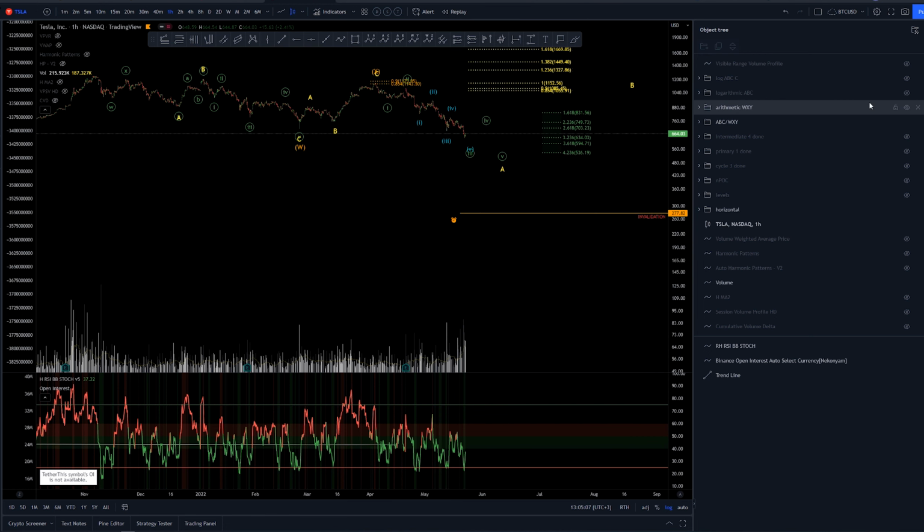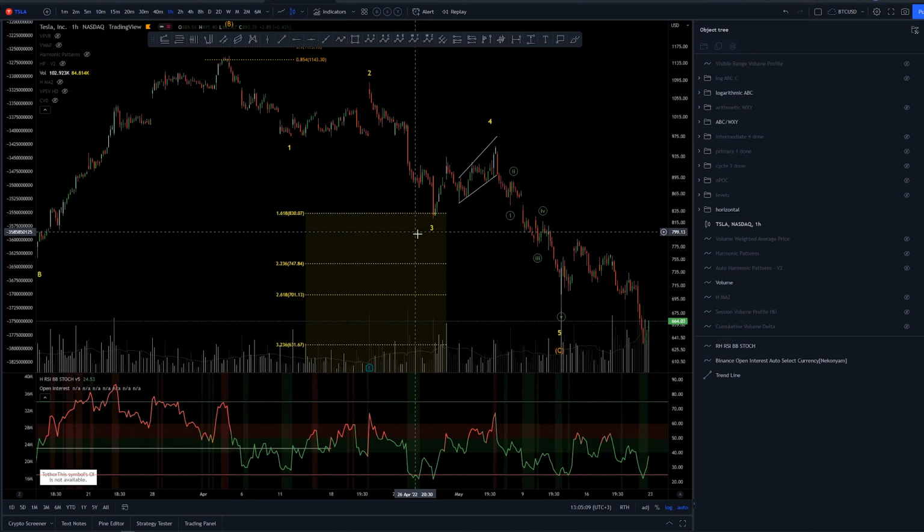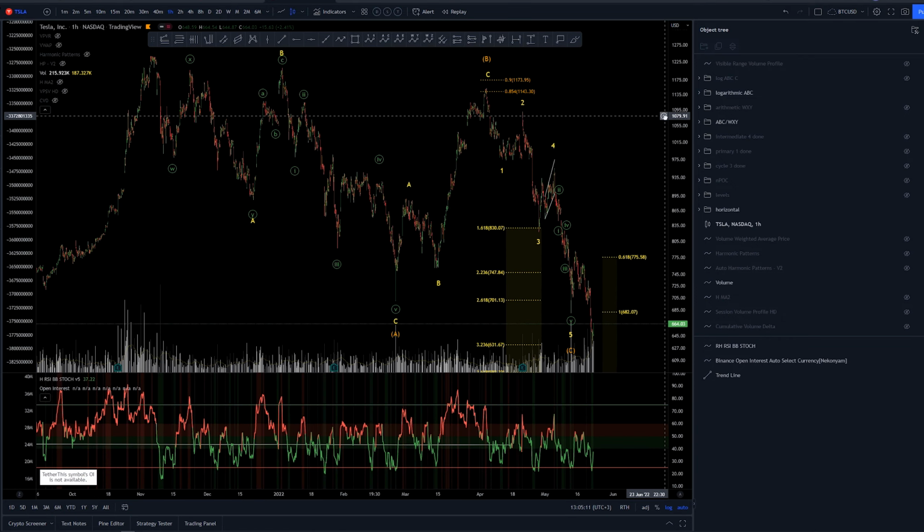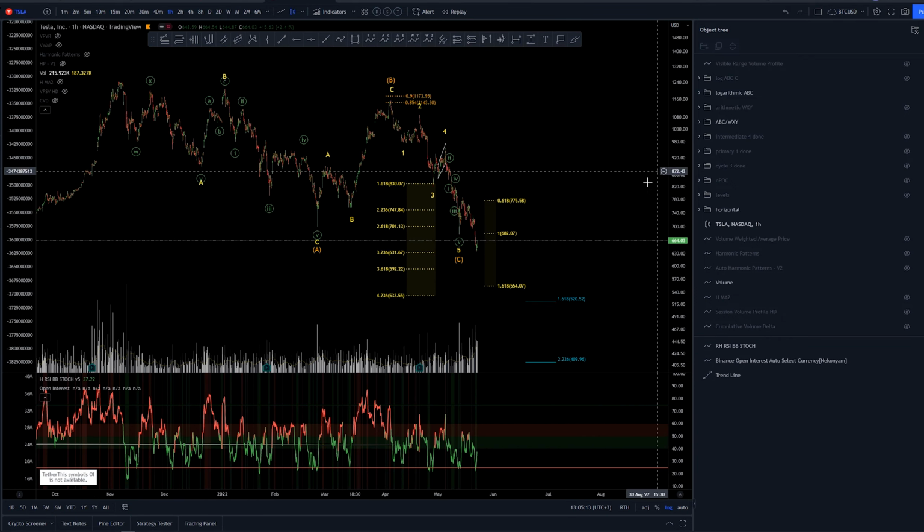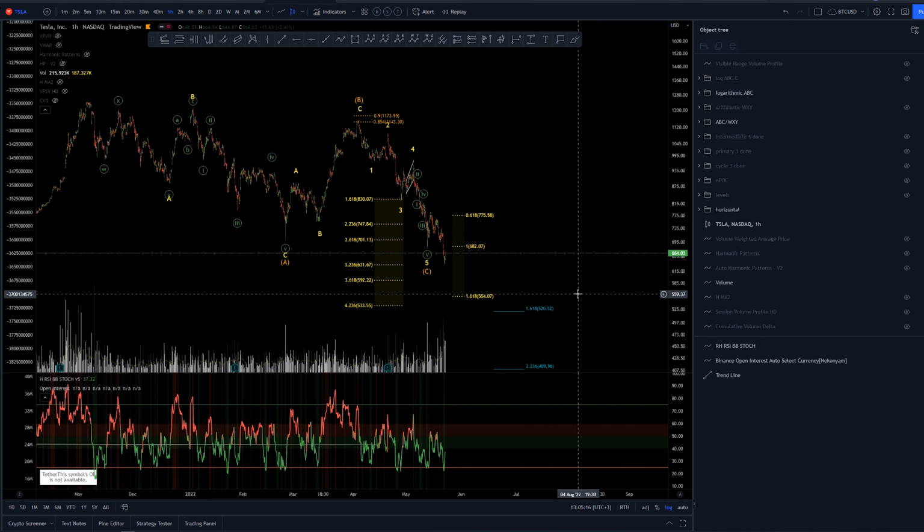Let's get into logarithmic scale and present that other option. And now for this one we have A, B, and looking for the C wave.